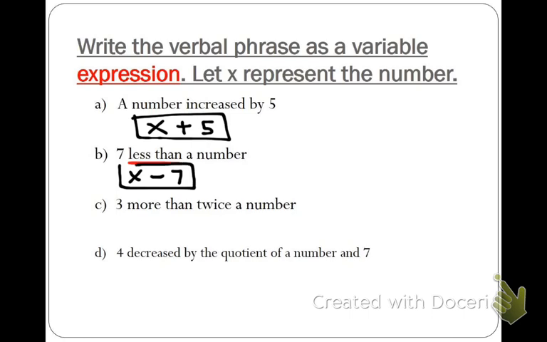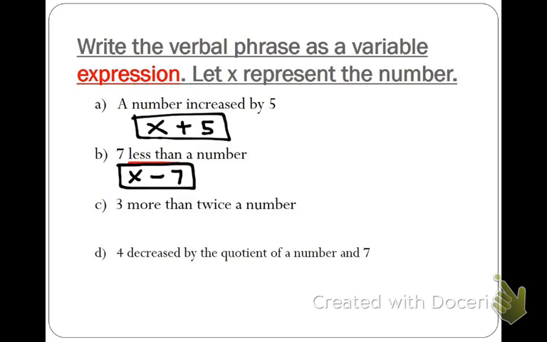So just be careful. This one's a tough one because it has a turnaround word. A lot of times you might say, oh, I just read it from left to right. 7 less than a number. But that's actually very different, so you have to make sure you turn it around. Yes, ma'am. Can I do the next one? You may do the next one.